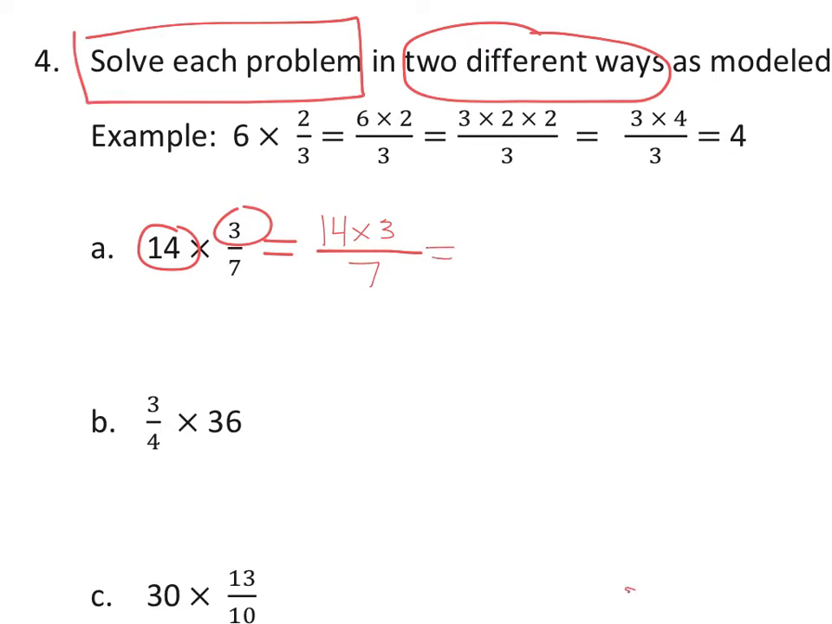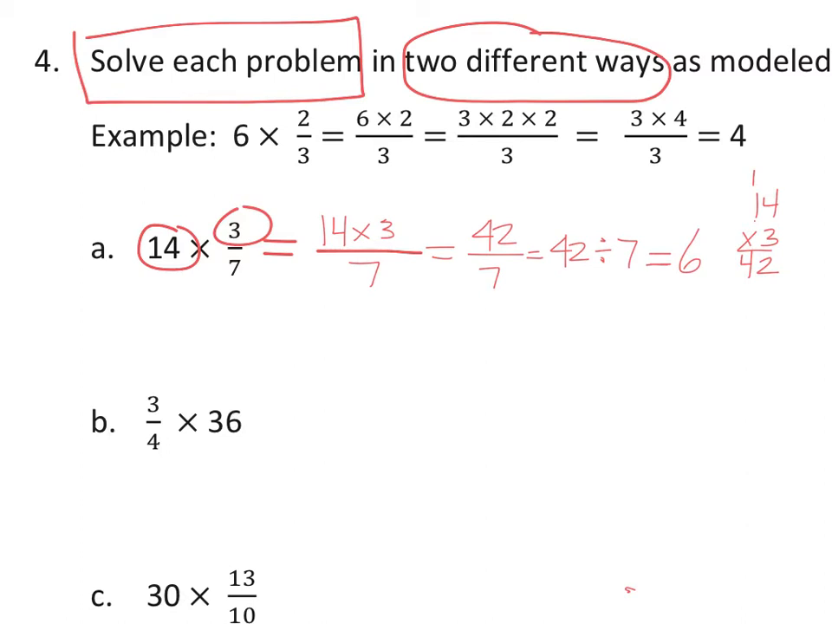So I'm going to do a little side math. I'm going to say, okay, 14 times 3, well, 3 times 4 is 12, and 3 times 1 is 3, plus 1 more is 4. So as a fraction now, I have 42 over 7, which also means 42 divided by 7, because I know if I do 42 divided by 7, I will get a whole number with no remainder, and that is going to be 6.